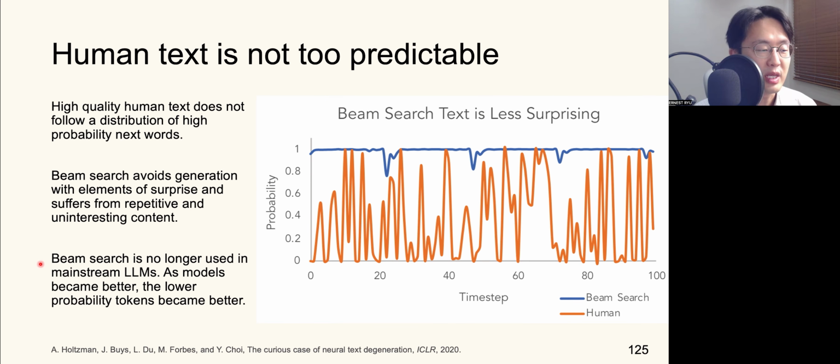So because of this, beam search is no longer used in mainstream LLMs. And also because as models become better, the lower probability tokens become better as well. So the extreme lengths at which beam search would go to try to avoid the lower probability words become unnecessary as the language models have become better.